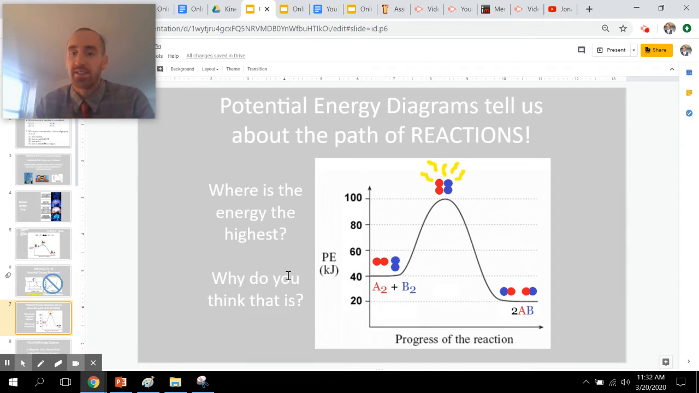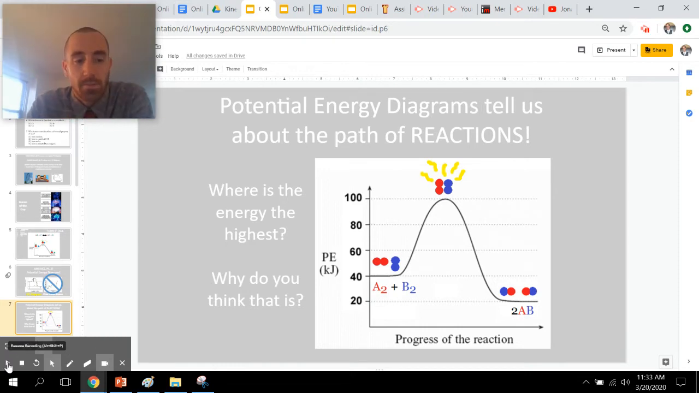Potential energy diagrams, as I mentioned, tell us about the path of reactions. So where is the energy the highest? Where is it the lowest? Why do you think that is? So take a minute. I'm going to pause this, maybe answer these two questions and on your own, see if you can figure them out, and then we'll go over them. So I'm going to pause the video now.